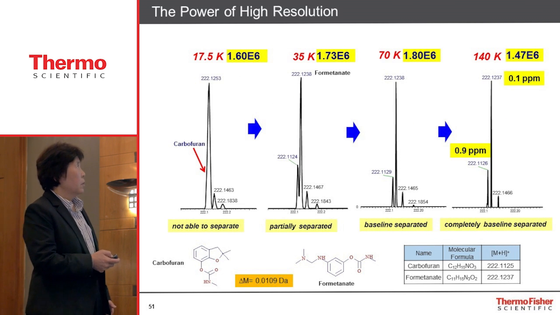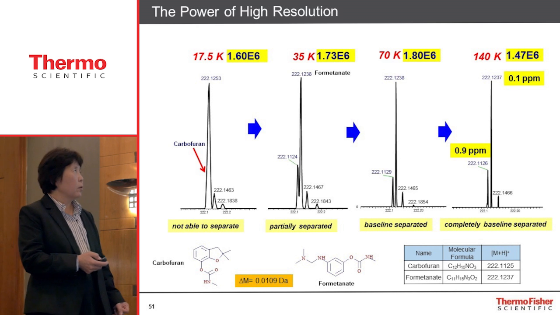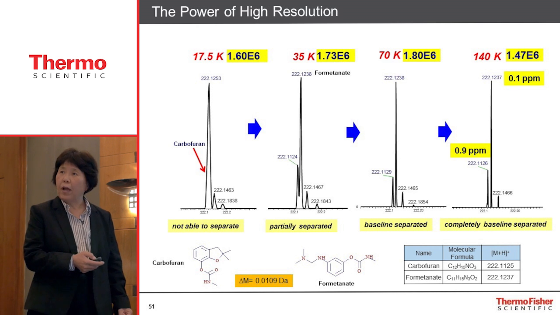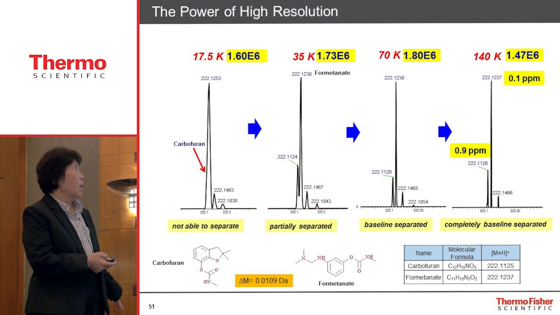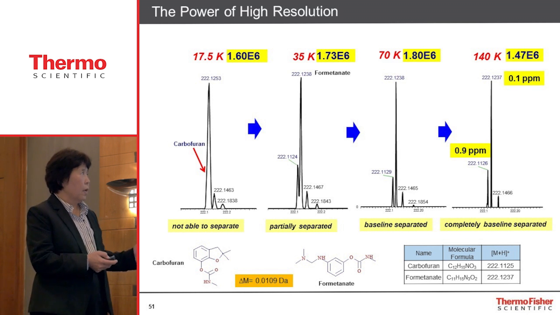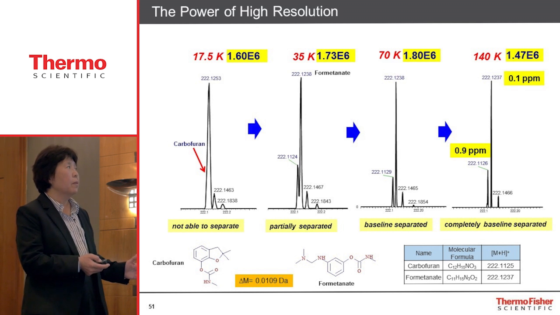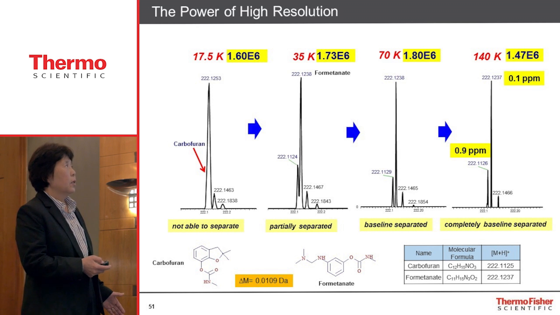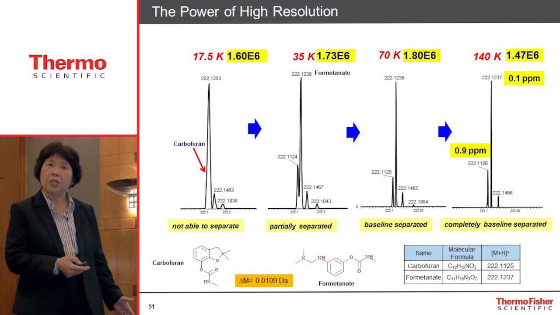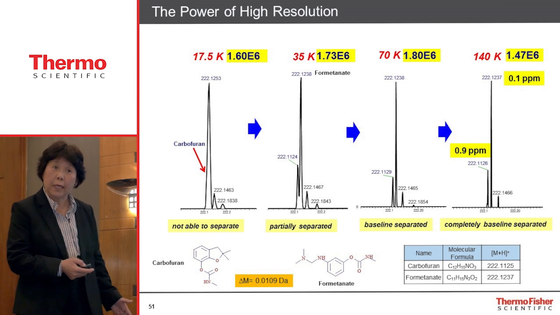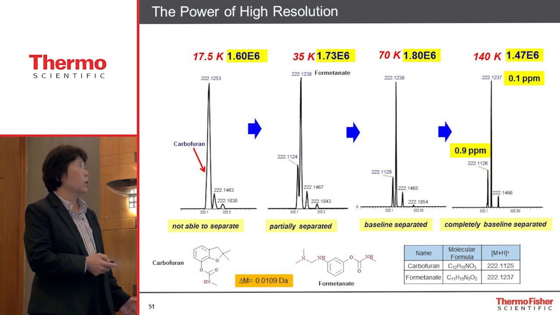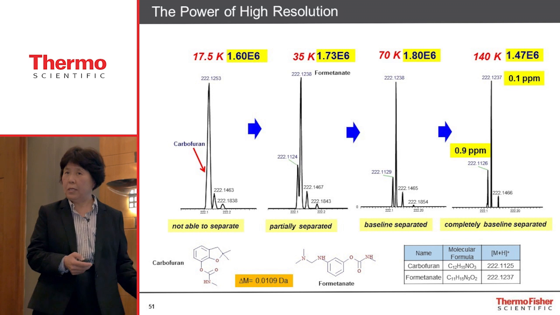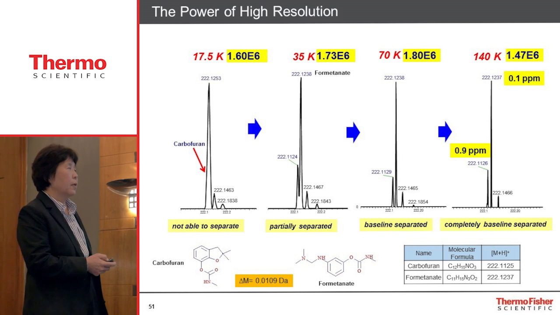So this is just a simple example: a mixture of two small molecule compounds at about a 1-to-3 ratio. At 17.5K, we can't separate them, right? At 35K, we can partially separate. At 70K, baseline separated. At 140,000 resolution, they are completely baseline separated, also with sub-ppm mass accuracy. On top of that, you don't sacrifice any intensity, which is very important when you do high-resolution quantitation. By the way, this was acquired by the Q-Exactive. We call the Q-Exactive a quant-qual machine. You can do high-resolution quantitation very easily.